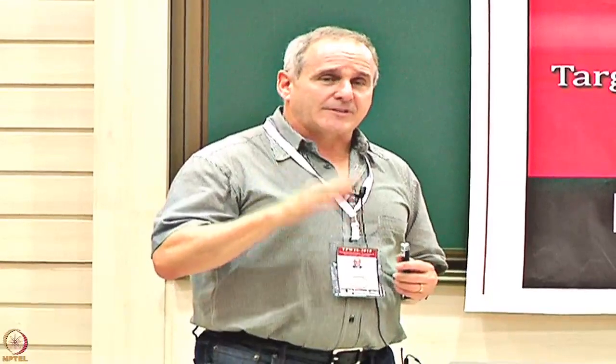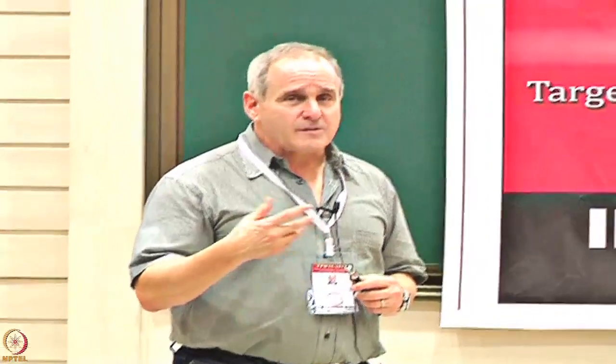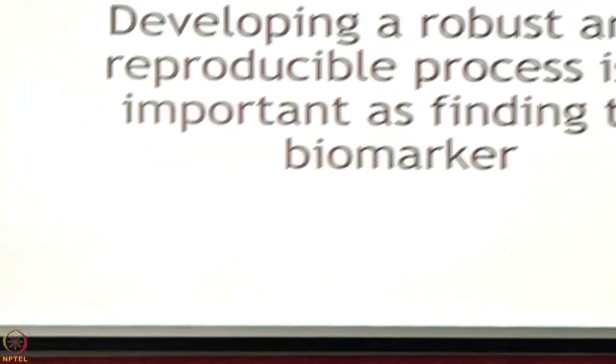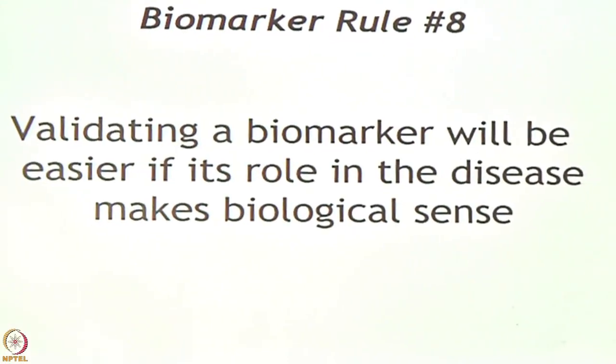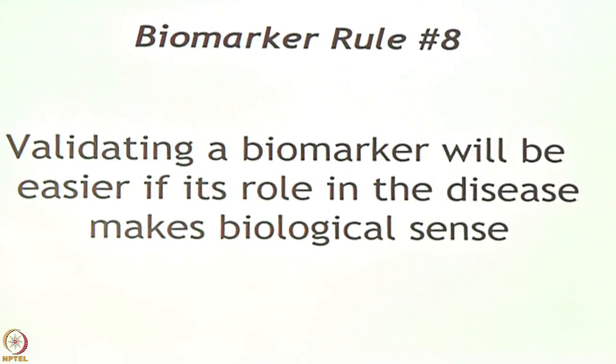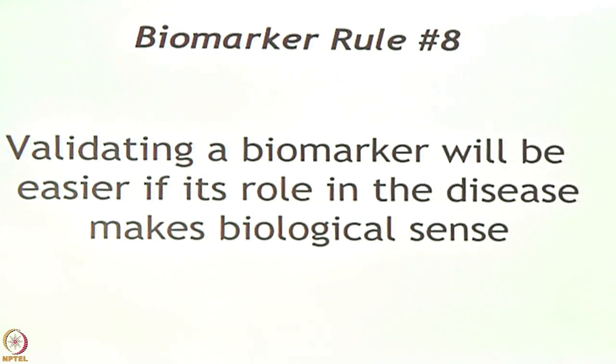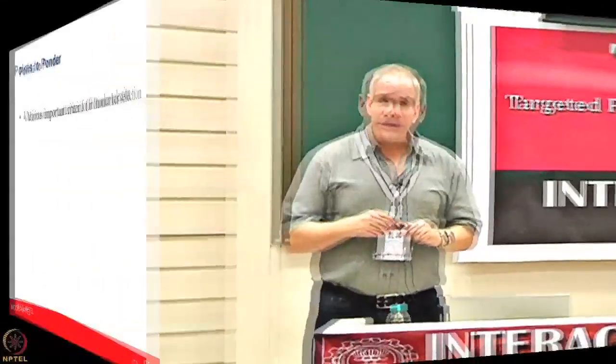Developing a robust, reliable test is half the game. Just because you found a molecule that looks good doesn't mean that you got a biomarker. What you need now is to develop it into an actual diagnostic test. And then the last thing I'm going to mention is that your markers are likely to be more believable if they relate to the biology of the disease. I think a couple of you have already mentioned that, but just keep that in mind: if you want the marker to make sense, look for markers that fit with what you think is going on in the disease. If it's just sort of a random molecule, it'll be a lot harder to validate it. So I will stop there.